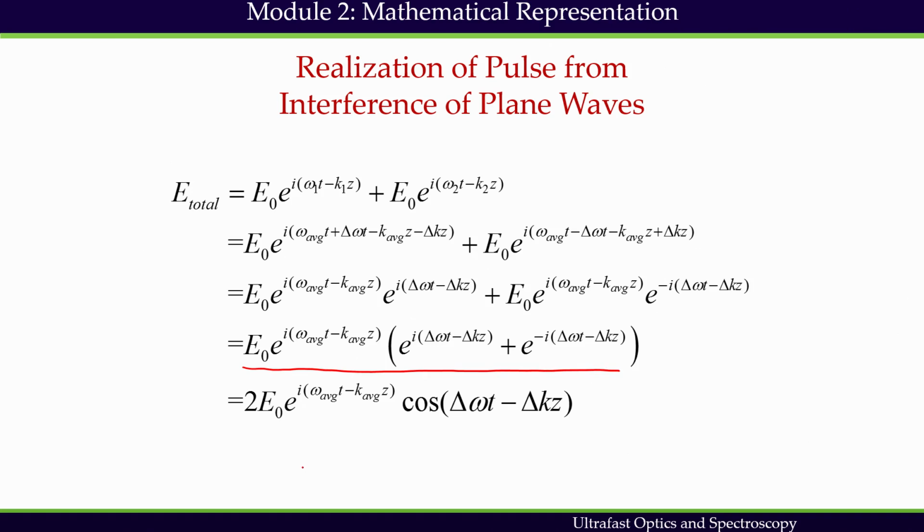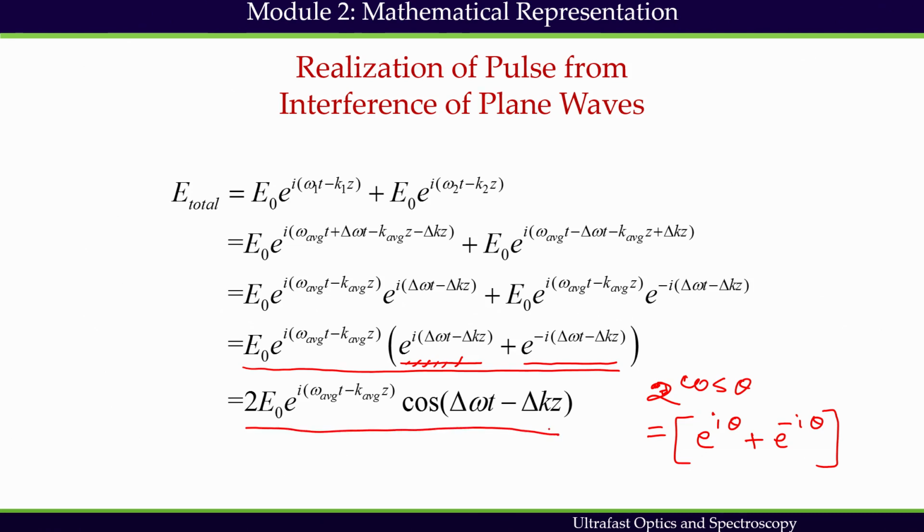And if we employ this, this part is the complex conjugate of this part. This is why we can write cos theta, 2 cos theta equals e to the power i theta plus e to the power minus i theta. With this, we get this final equation.